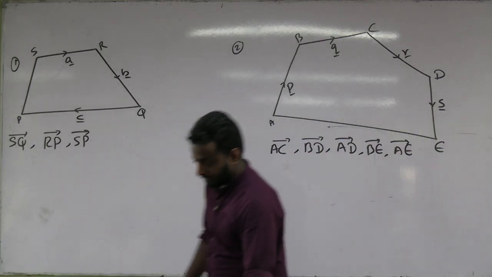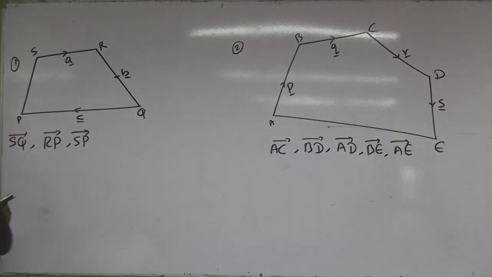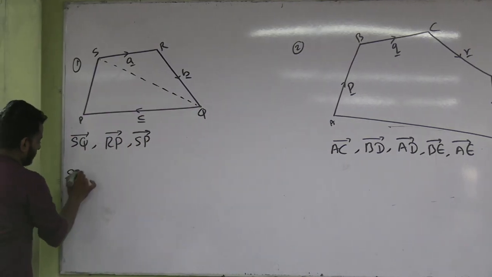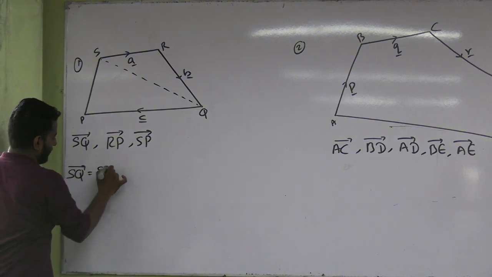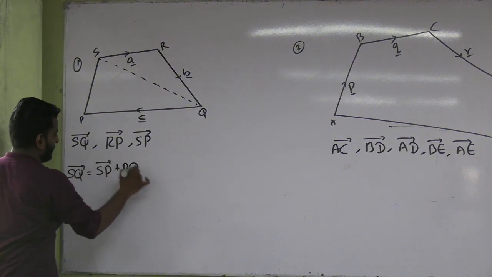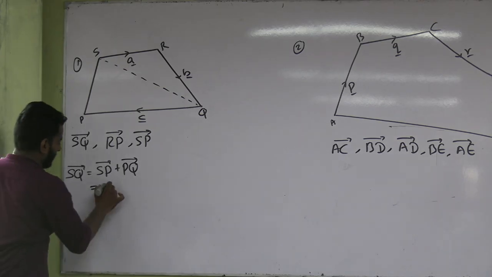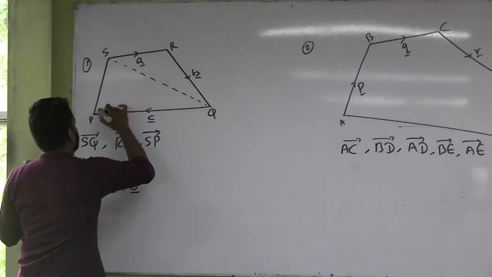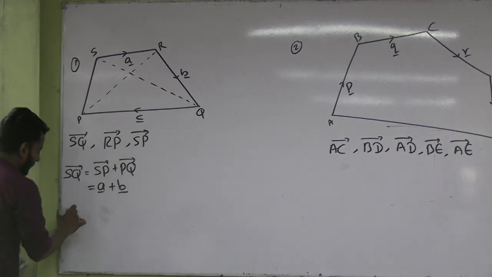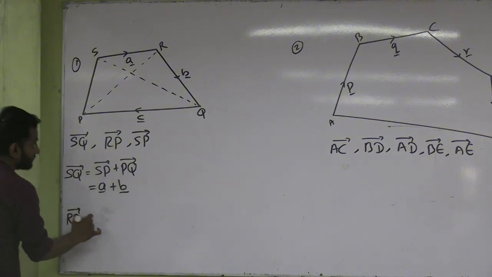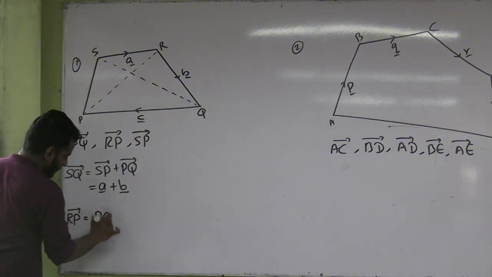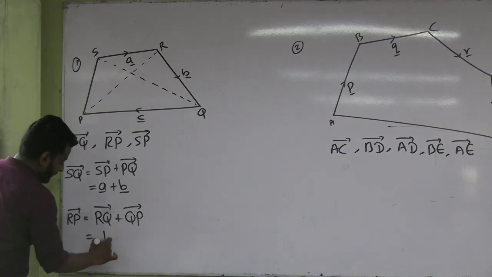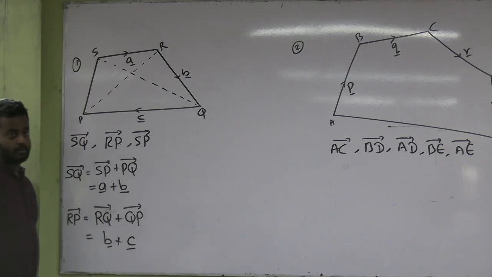Right. So here we can start from SQ. SQ means this vector. SQ is equal to SP plus PQ. SP is simple A and PQ is simple B. Next, the vector RP. We can write RP equal to RQ plus QP. The vector RQ is simple B and the vector QP is simple C.